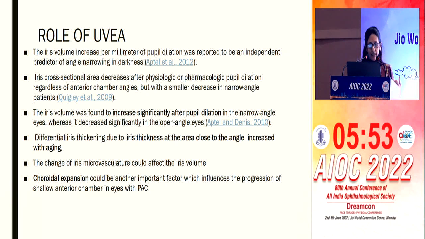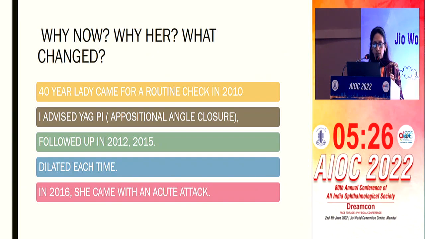Then there are all these other things. There is differential iris thickening, where the iris nearest the ciliary body thickens as age increases. Choroidal expansion is considered to be another very important cause of angle closure. Choroidal expansion crowds the eye, the iris lens diaphragm is pushed forward, and that is what precipitates an attack of angle closure. So these are the roles which different structures inside the eye play.